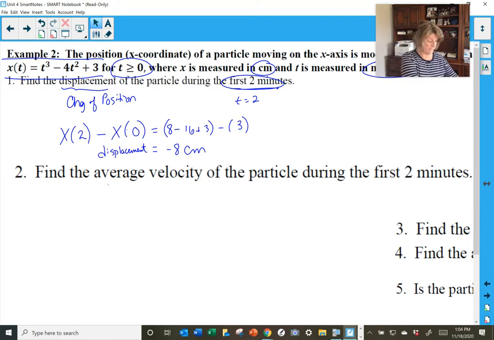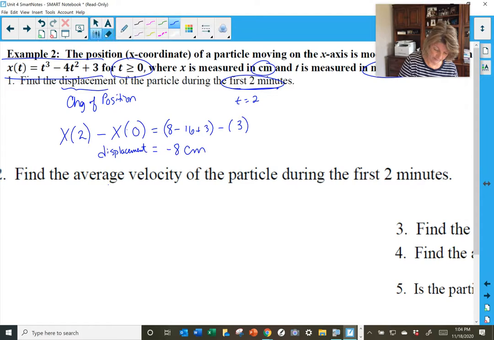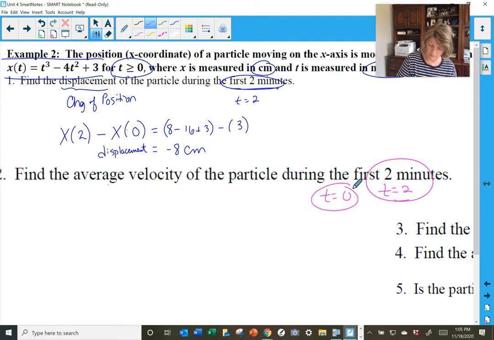Oh, average velocity. I remember seeing something about that. Not the front side of notes, but the back side of that first page. Average velocity, right? Use your notes. So, average velocity, AROC, first 2 minutes. That's important too, that we notice the time frame. So this would be t equals 2 because of the 2 minutes. I'm going to start at t equals 0 to t equals 2. I want to look at x of 2 minus x of 0 over 2 minus 0.